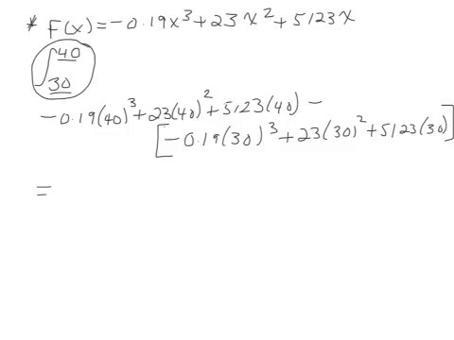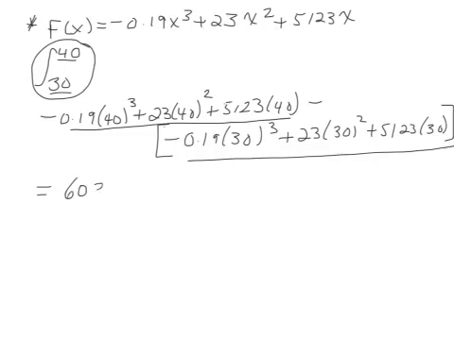And when we evaluate this and we subtract all of this, we find that the population is 60,300, and that is the population of people in this region who are between the ages of 30 and 40.